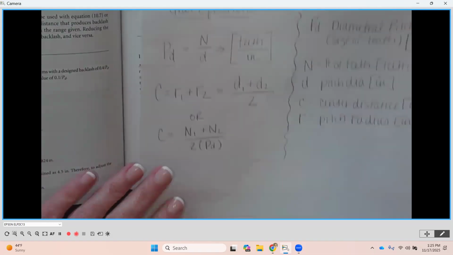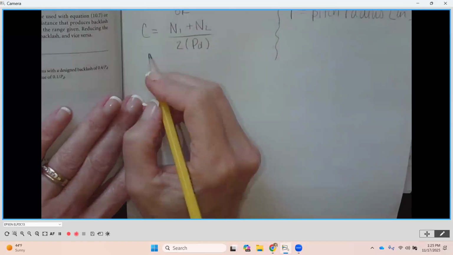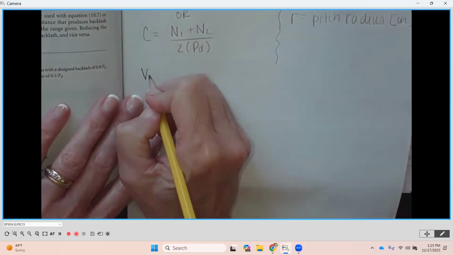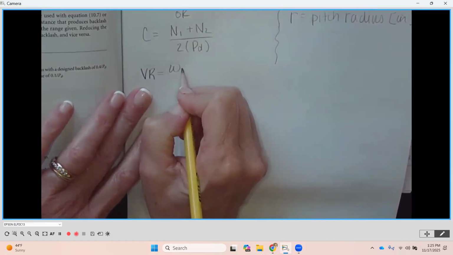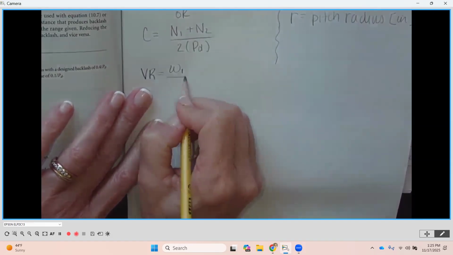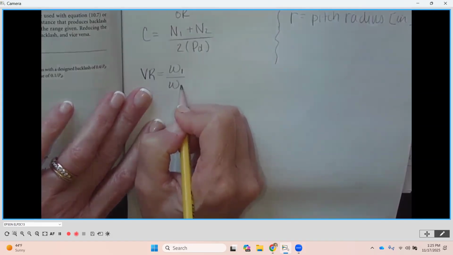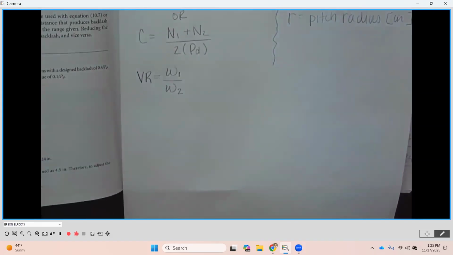So here's our equation sheet. I'm just going to go right down here. We're going to say velocity ratio is going to be equal to the angular velocity of our pinion divided by the angular velocity of our gear. Okay. Now, those are the differences between the rotational speeds.